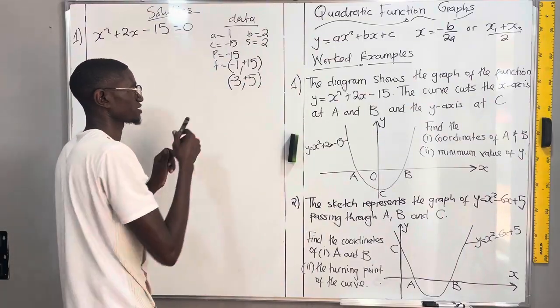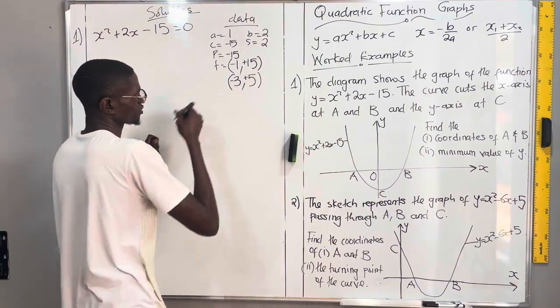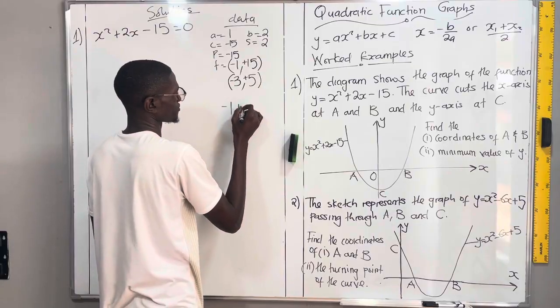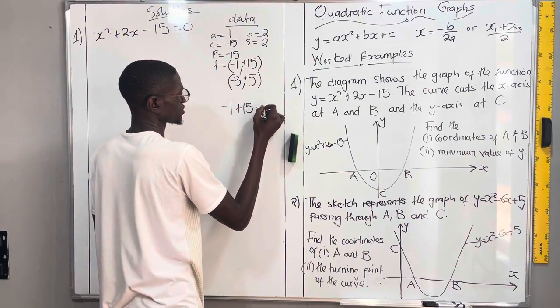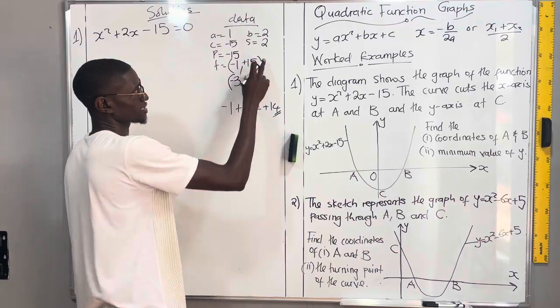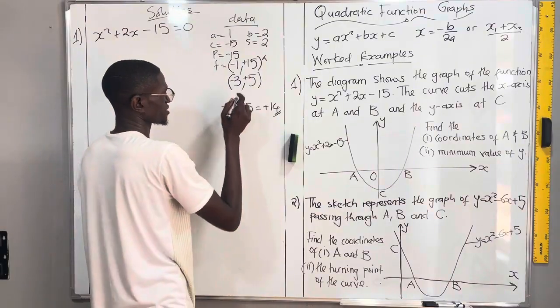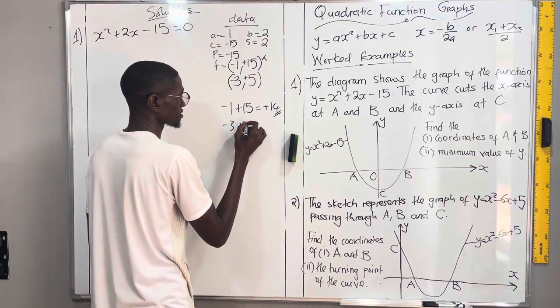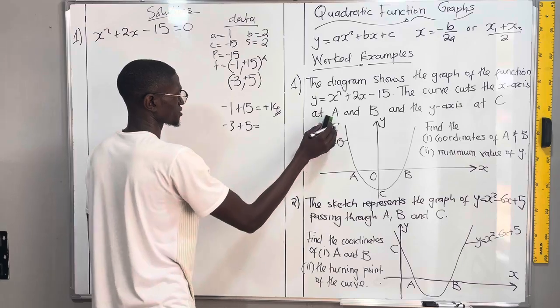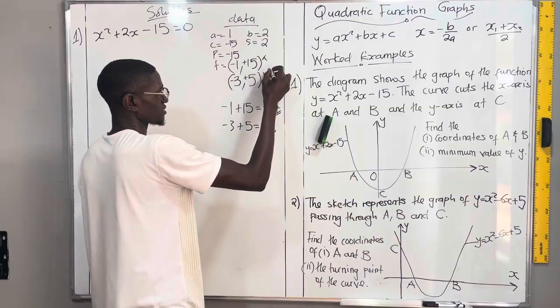Which of these two brackets can we add to get positive 2? So we're going to try the first one. Negative 1 plus 15. We're going to get positive 14. Okay, this is not our sum. Our sum is positive 2. So meaning these are not the numbers we're looking for. Next one, we try this one. Negative 3 plus 5. This will give us positive 2, which is our sum. Our sum is positive 2. So these are the numbers we're looking for.